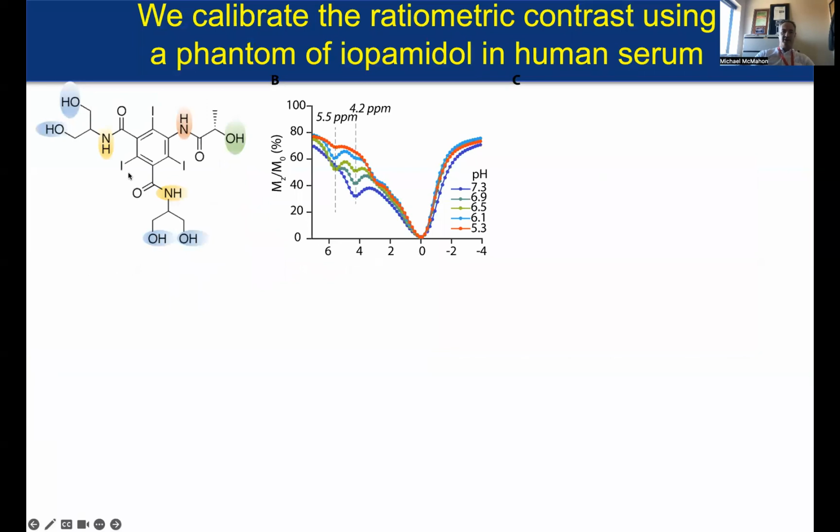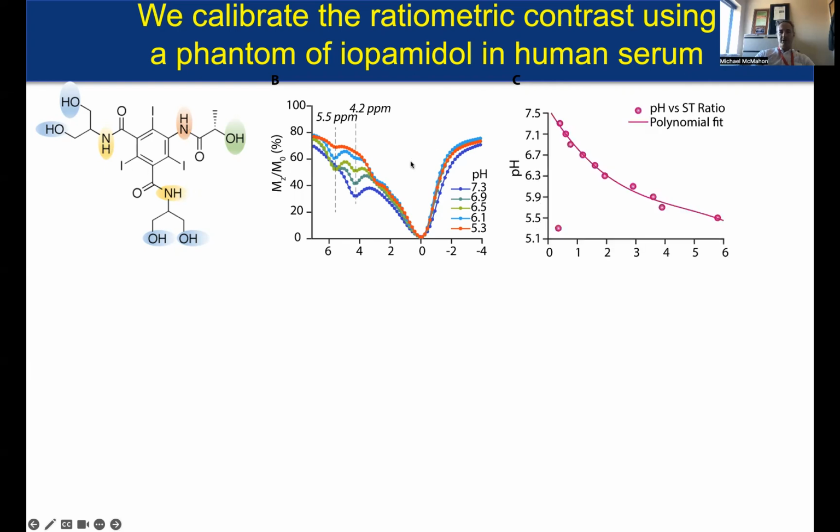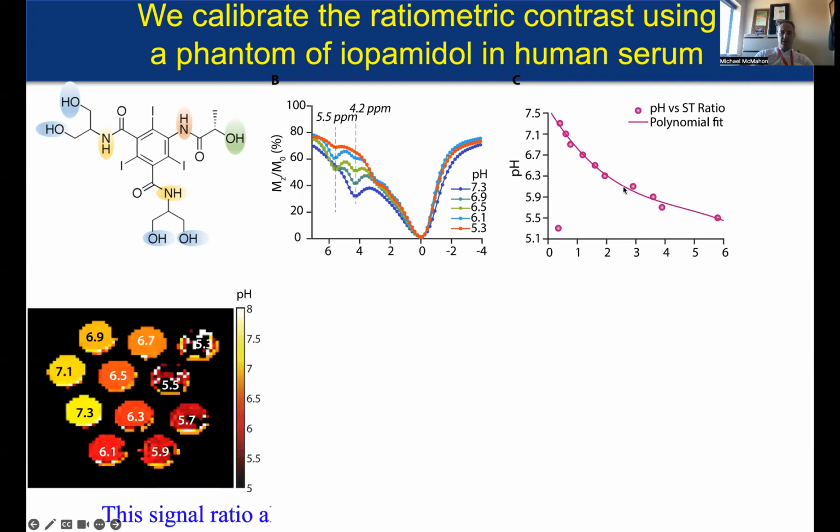And so this agent is nice because it has two different types of labile protons, which are prominent at around 4.2 and 5.5 ppm from water. So you have this 5.5 ppm NH proton and these 4.2 ppm NH protons. If you look at the ratio of their signals versus pH, you can actually calibrate this. And so this signal ratio can be used to detect pH.